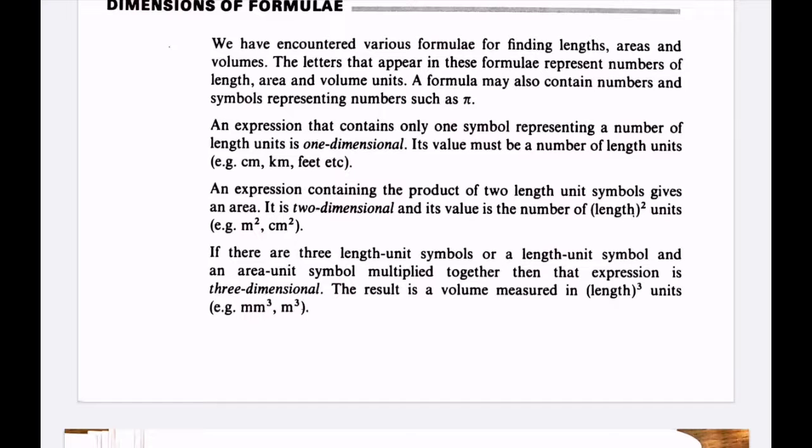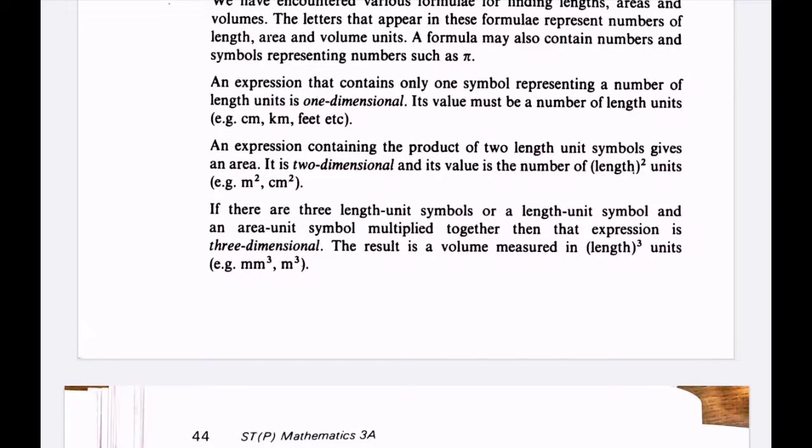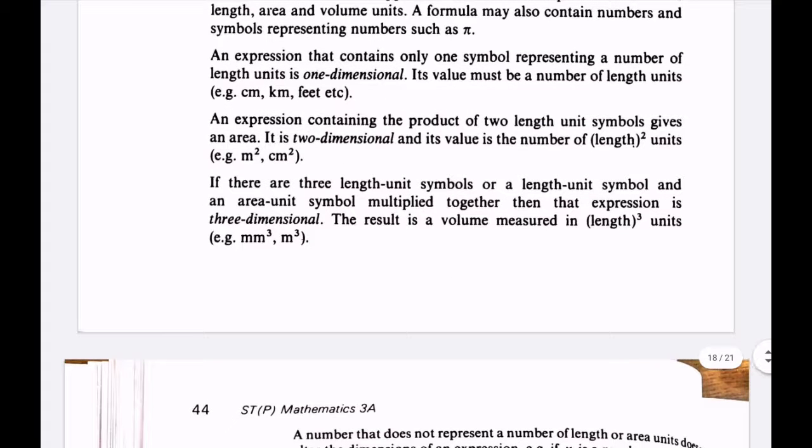An expression that contains only one symbol represents the number of length units in one dimension. One dimension. For one dimension it will be length. For two dimensions, its value must be in the number of length units, for example centimeters, kilometers, feet, etc. An expression containing the product of two lengths, meaning length multiplied by width, gives an area, so it will be called area.